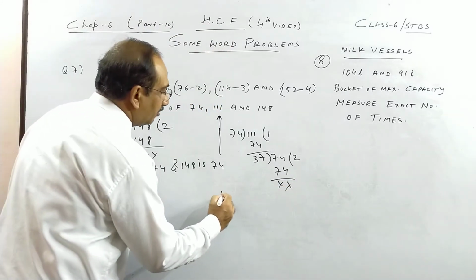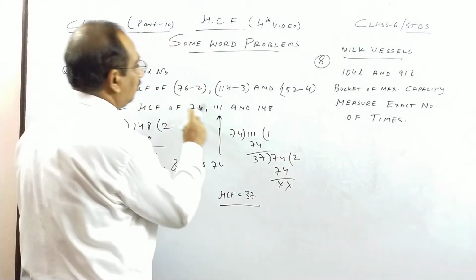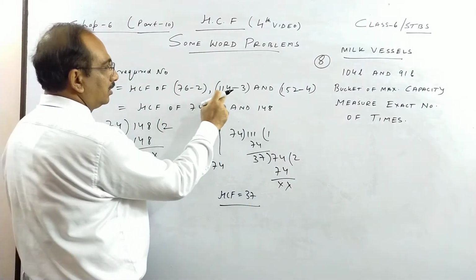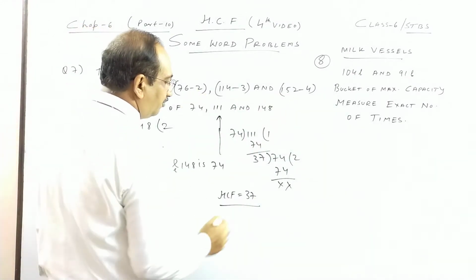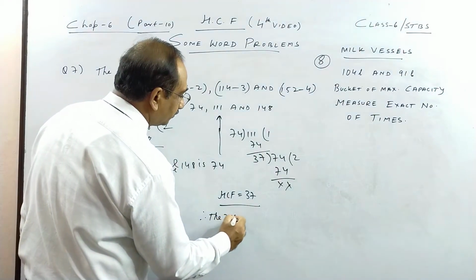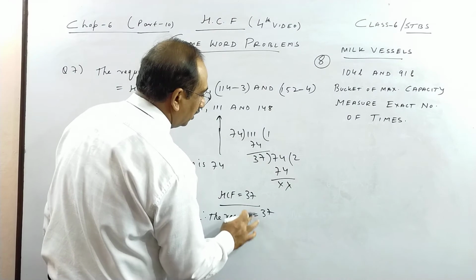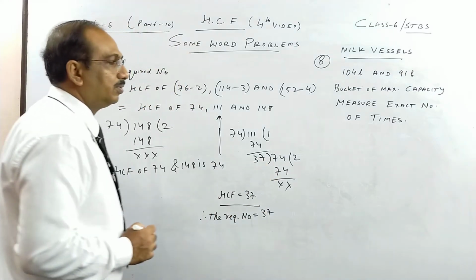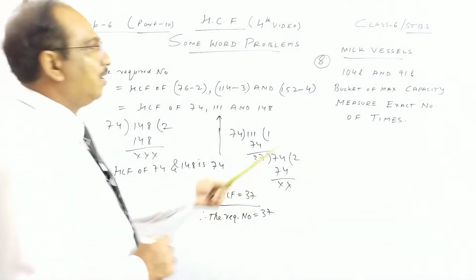So your HCF, the greatest number, is 37, which will divide 76, 114 and 152, leaving remainder 2, 3 and 4. So the required number is 37. Okay. So now we move on to the next question. You can pause the video and copy.